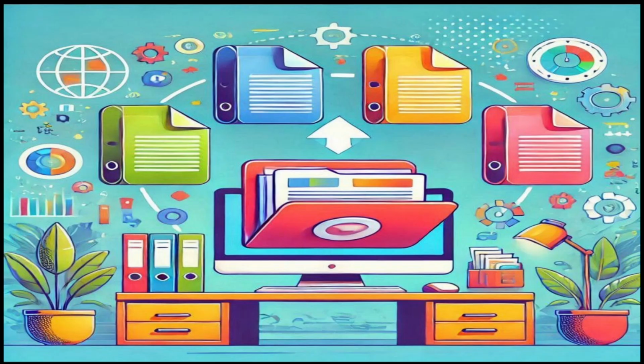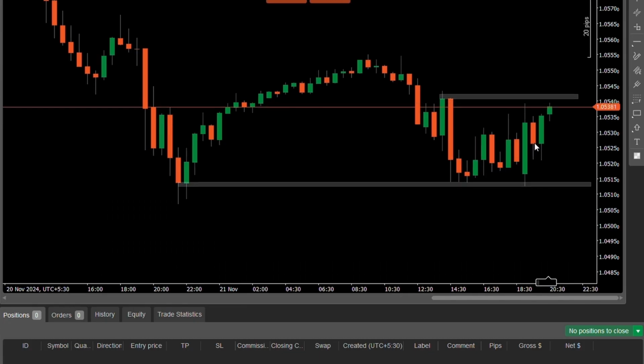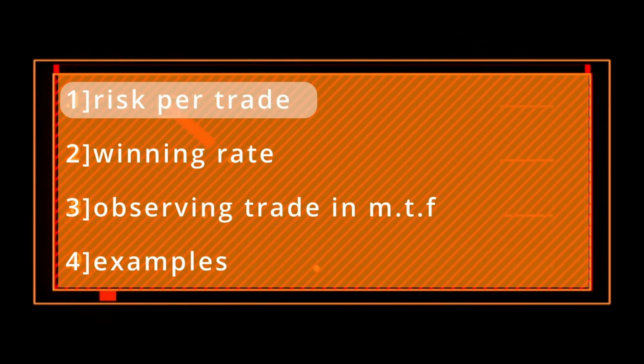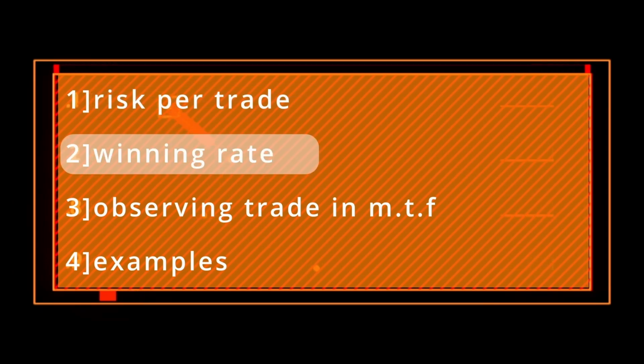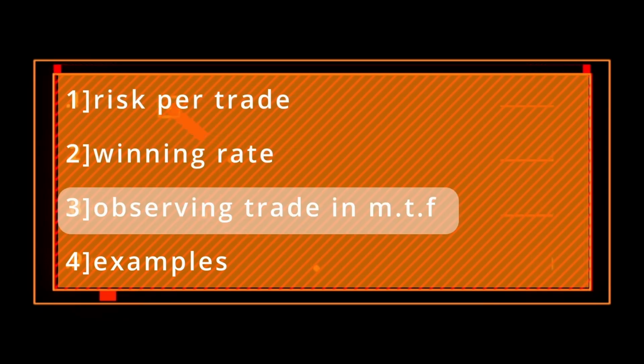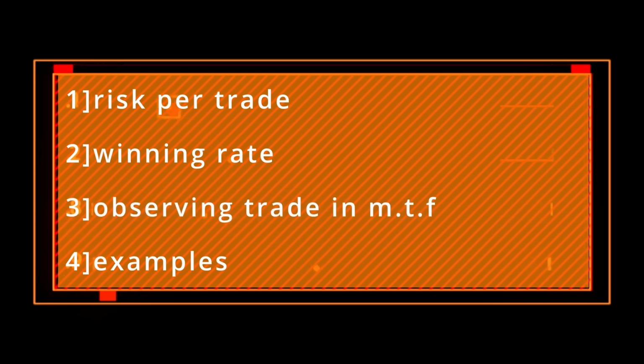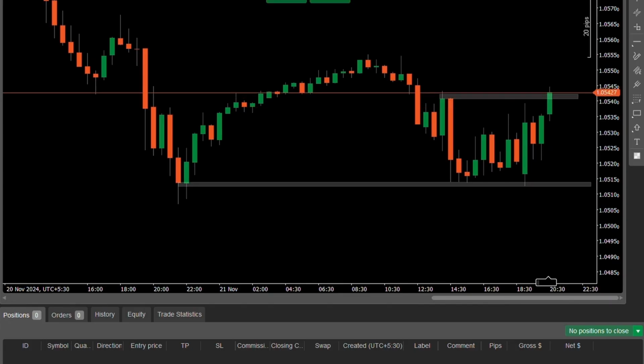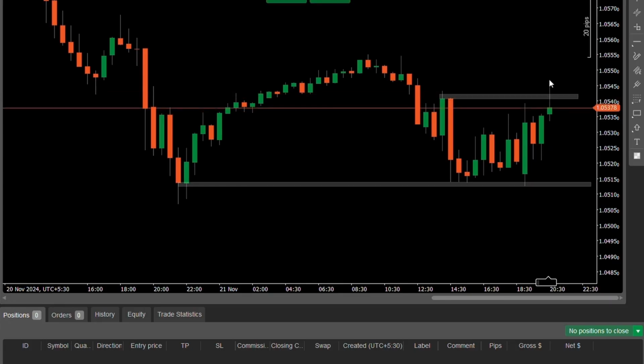For simplification, I am dividing it into 4 chapters. Let's discuss one by one. The first one is risk per trade. The second one is winning rate. The third one is observing trade in MTF. MTF means multi-time frame. And finally, we will end this video with a few examples. These are the 4 chapters we're gonna discuss in this video.